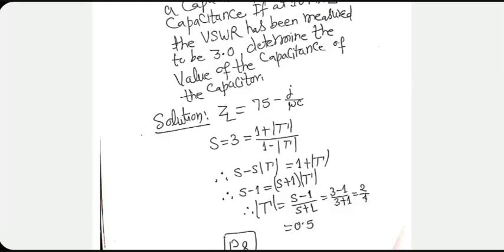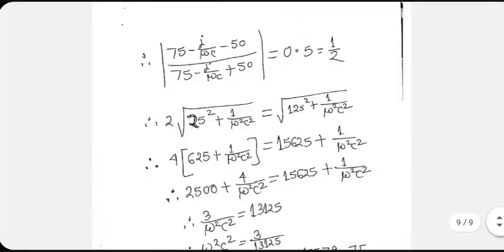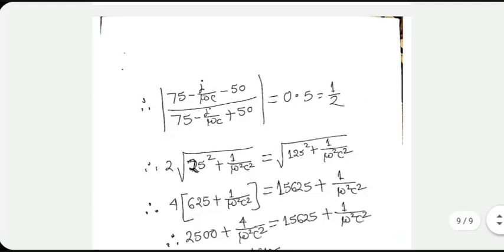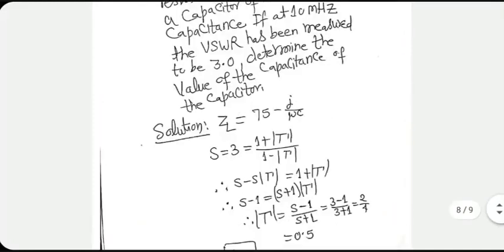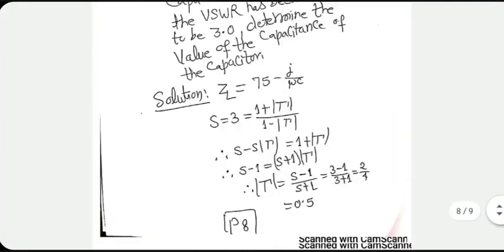So magnitude of tau has to be 0.5, and it has to be ZL minus Z0 divided by ZL plus Z0. The rest is all mathematical calculation. Magnitude of ZL, which is 75 minus j divided by omega C, minus Z0, divided by 75 minus j divided by omega C plus 50. This is magnitude of tau, which is 0.5. We have calculated already based on the SWR that is given to us.